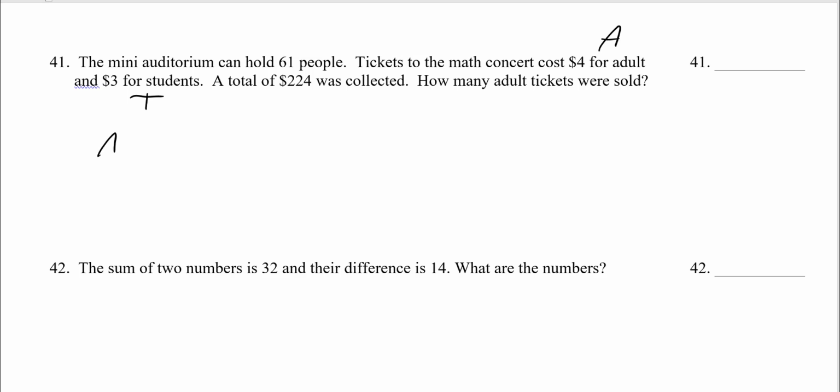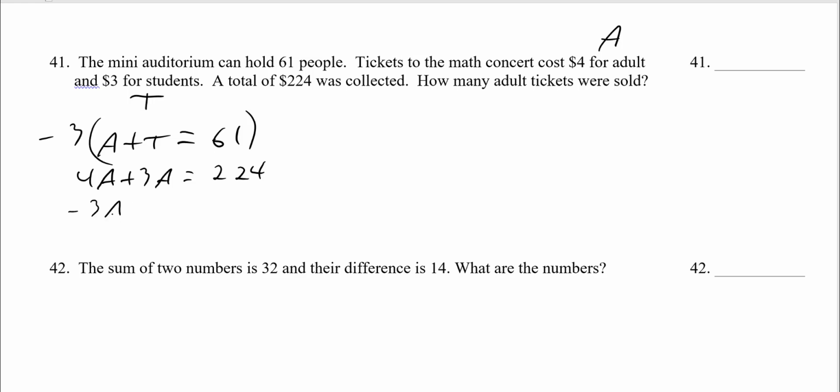So it's A plus T is equal to 61, right? The number of people is 61, and $4 for an adult plus $3 for a student is going to be 224. Those are your two equations. Then I want to multiply this top one by negative 3, because that's going to give you negative 3a minus 3t equals negative 183. So then the t's cancel out.